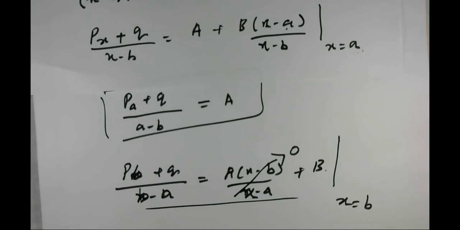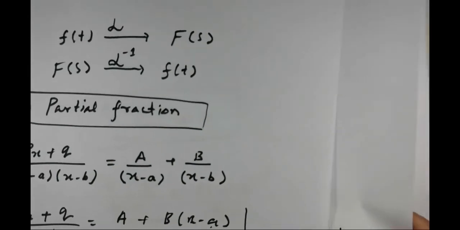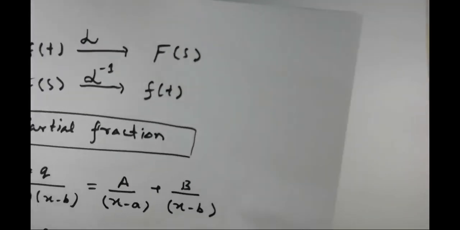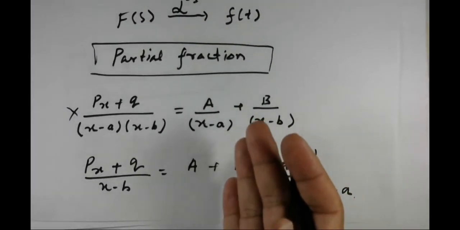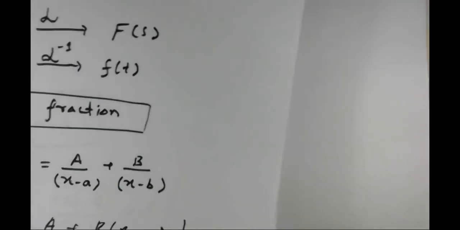So you find the values of A and B. Say we put some real values over here and find them, and then you will see how we can find the inverse Laplace. So this was just a partial fraction.